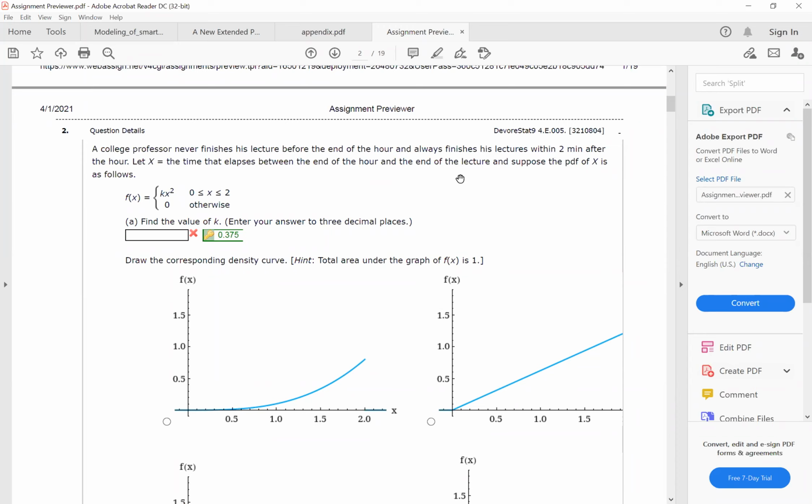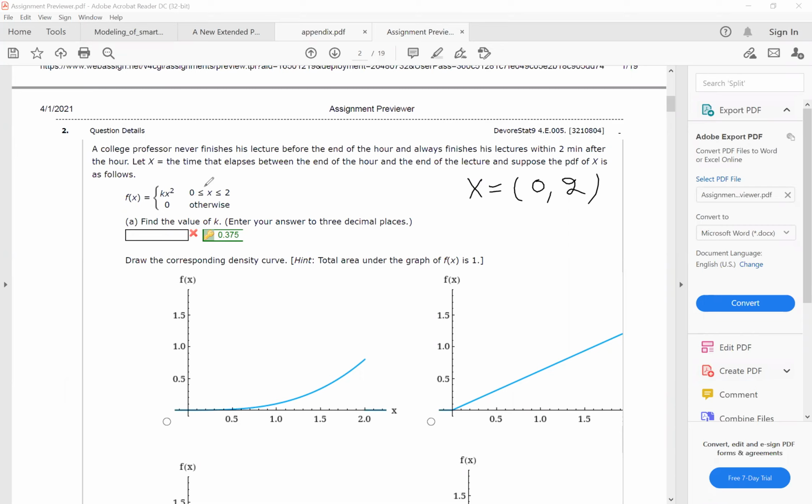So at the end of the hour, the value of x is 0, and at the end of the lecture, x will be 2, because the professor finishes the lecture within 2 minutes. That means the possible values for x are 0 to 2. And we are given a function f(x) = kx squared, where x is from 0 to 2. It is given that this is a probability density function.